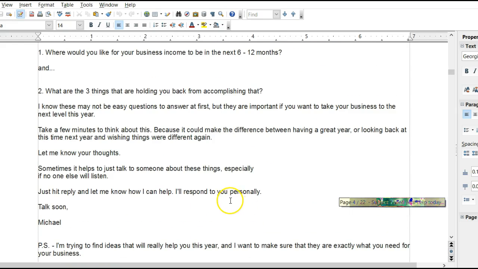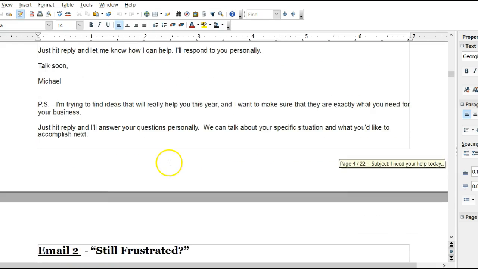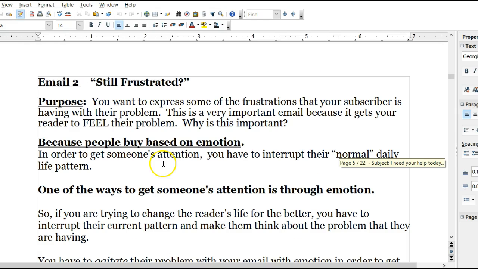Okay. Now, the next email, number 2, is what I call the still frustrated email. All right. Now, the purpose of this email is you want to express some of the frustrations that your subscriber is having with their problem. Okay, so it's very important, because it gets your subscriber, your reader, to really feel their problem.